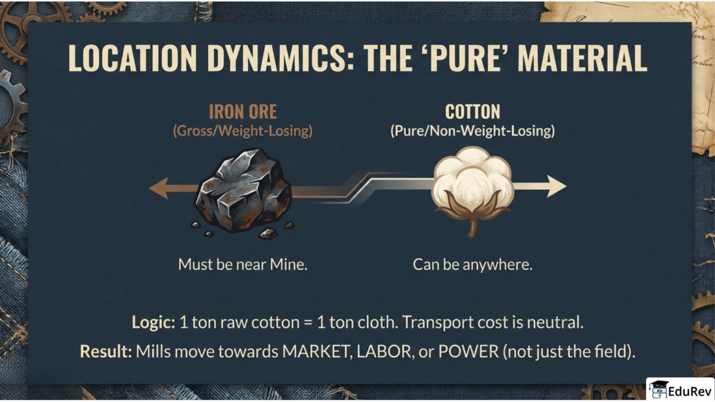1 ton of raw cotton gives roughly 1 ton of cloth. So transport cost does not strongly force the mill to remain near the field. That changes everything. Now cotton mills can move toward market, labor, or power, not just toward cotton growing regions. This is where many students overgeneralize resource-based industries. Not every industry behaves like iron and steel.